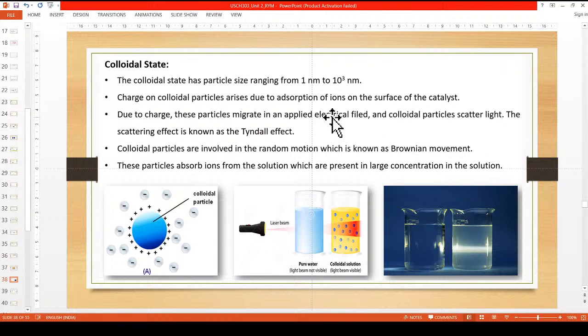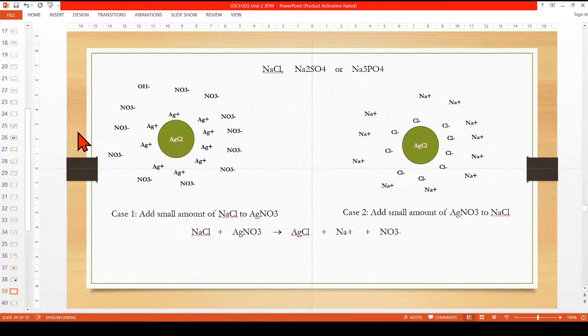So what is this colloidal state? Colloidal state means what? Any idea? The particles remain in suspended form. Just remember the size of colloidal particles. Now just see this mechanism of colloidal particles. Just focus on the first part of this slide. The second part I will explain later.